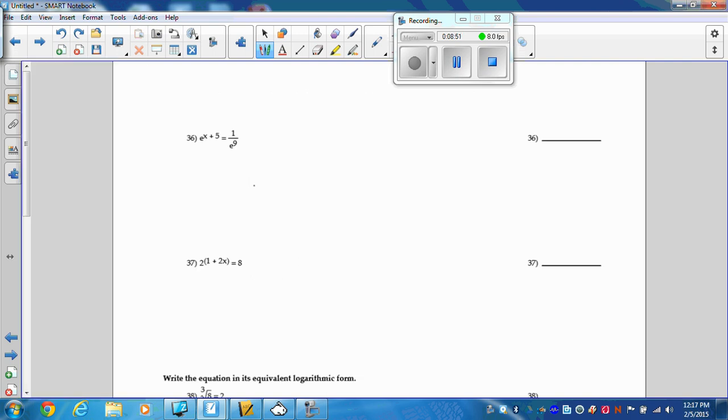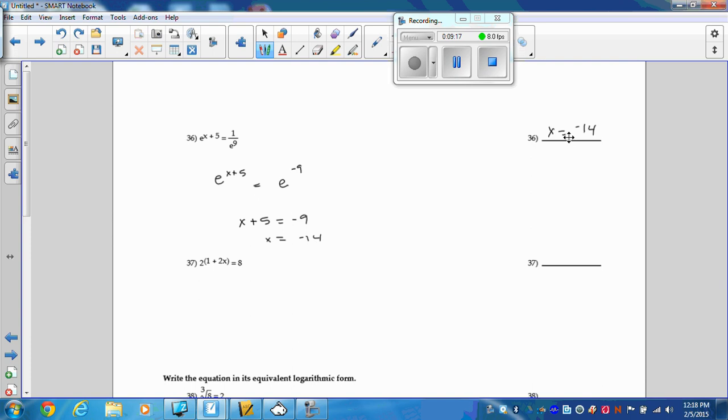Okay, 36. So e to the x plus 5 equals e to the negative 9. So basically x plus 5 equals negative 9, and x equals negative 14.